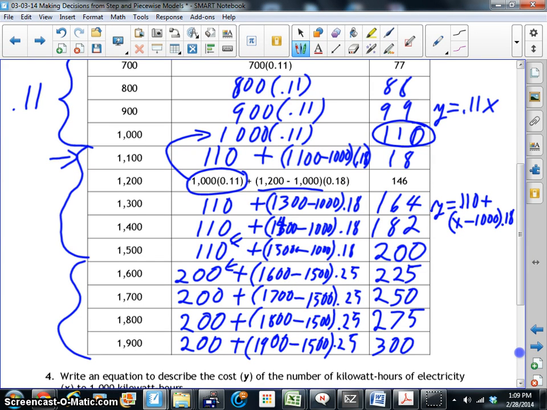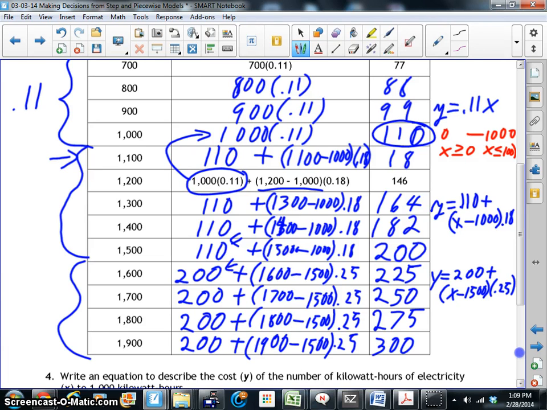And so here's our function. Y equal to 200 plus x minus 1,500 times 0.25. And there's my function. So I got these functions, and I'm going to be using this to say this. From 0 to 1,000, we are paying 11 cents per kilowatt hour. All right, well, x is greater than or equal to 0, and x is less than or equal to 1,000.